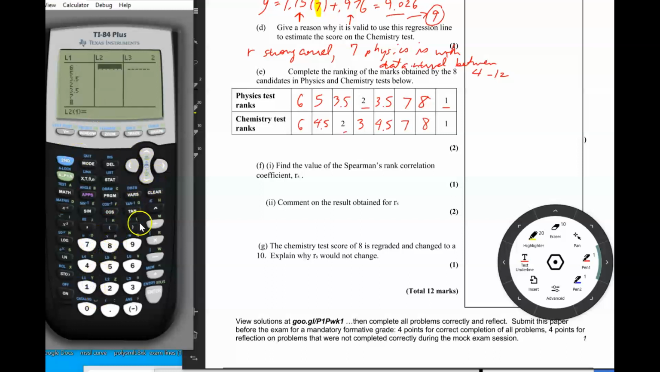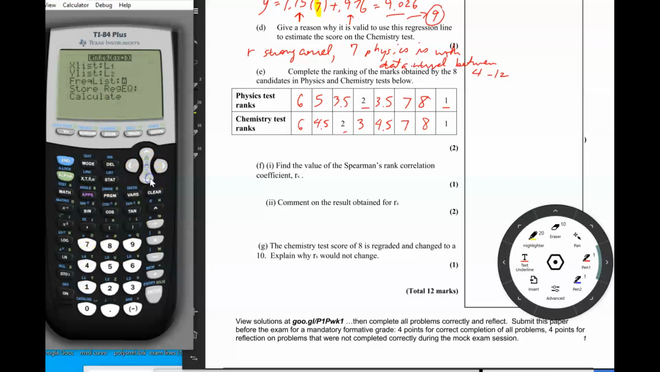And then now I do the chemistry scores, which would be the Y. So it would be 6, 4.5, 2, 3, 4.5, 7, 8, and 1. And then now I'm going to do stat calc linreg, option 4.